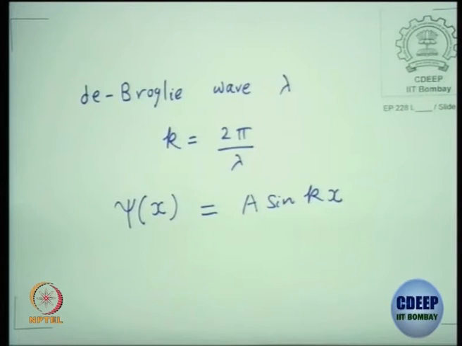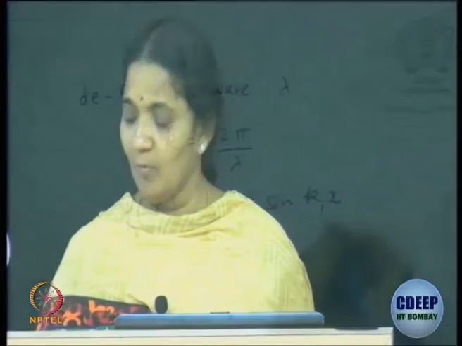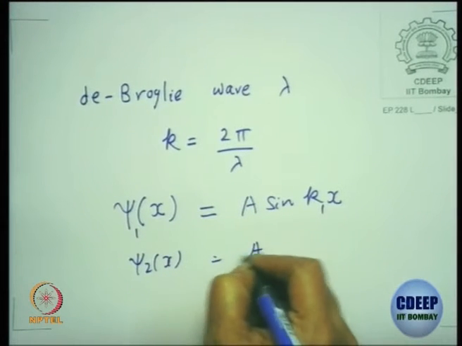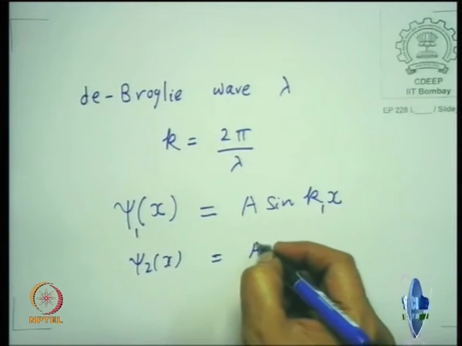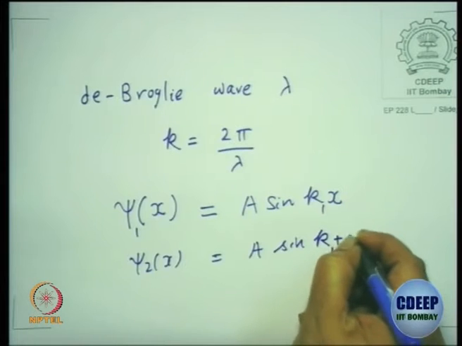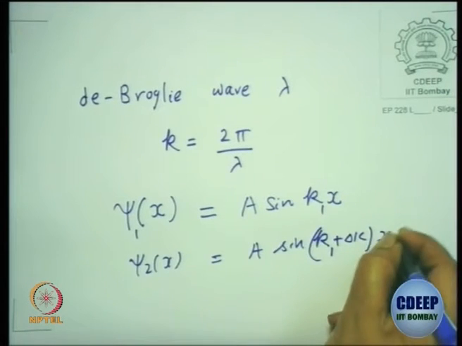No? Yes or no? It's like an electromagnetic wave with a specific wavelength. If you have time dependence, you can put kx minus omega t. Let me just take psi of x. And you can do superposition of two waves. You can have psi 1 with k1 and psi 2 of x with some other amplitude, maybe the same amplitude, sin k2, let me take k2 as k1 plus delta k, x.